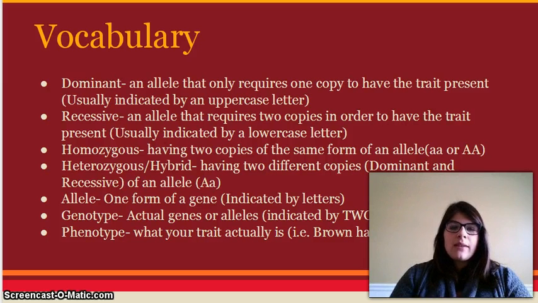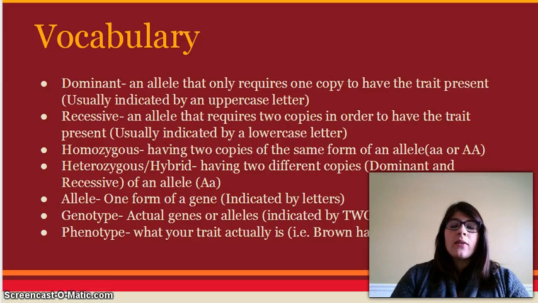And then we have our genotype. It's your actual genes. What is your genetic makeup made of? It's indicated by two letters though. So you can have a capital A, lower a, you can have two capital A's or two lower a's. All those different forms are going to be your genotype.